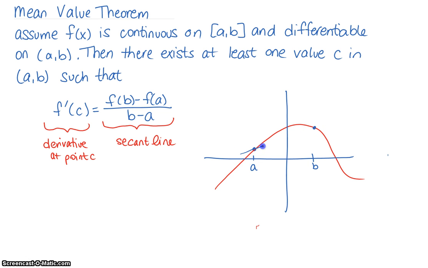If we were to draw a secant line, the mean value theorem tells us that there has to exist some point C where we can take a line with the exact same slope and find a point C where it has the exact same slope as the secant line.